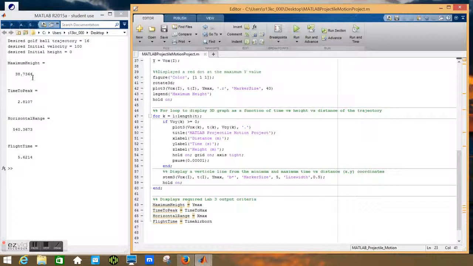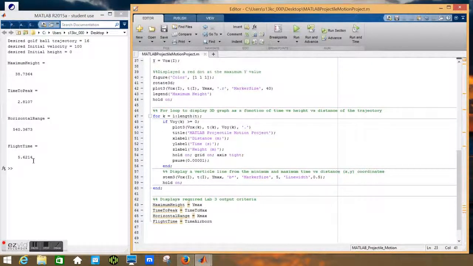38.73 meters. The time it took to get there was 2.8 seconds. The ball traveled 540 meters. It's a little high because the actual initial velocity of a golf ball is more around 70. Unfortunately, you get more data points with the other one. And the time of flight, 5.61214 seconds.